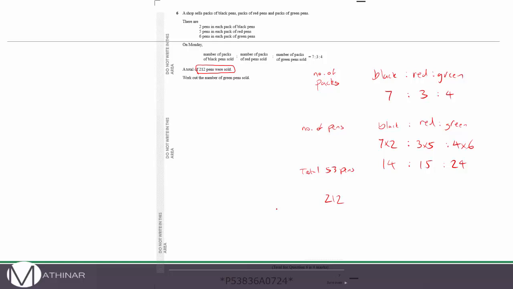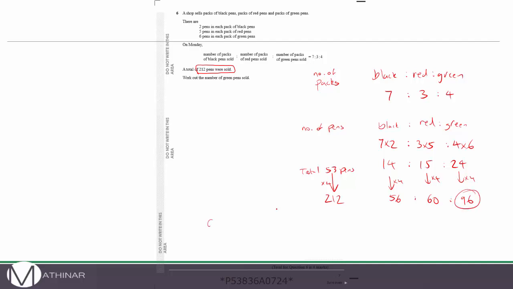Now how do I get from this number to this number? I times by 4. So I times all of these numbers by 4, so 14 times 4 is 56, 15 times 4 is 60, and 24 times 4 is 96. The question is, work out the number of green pens sold.